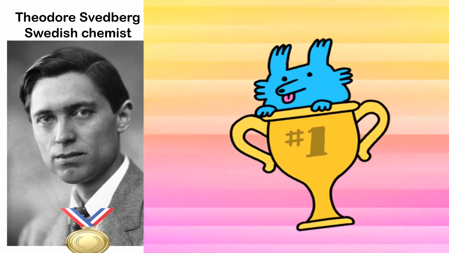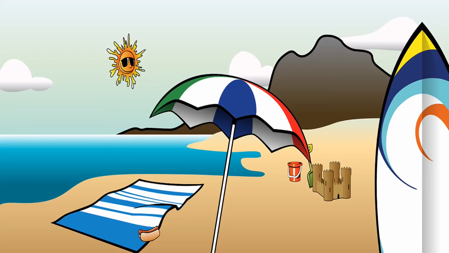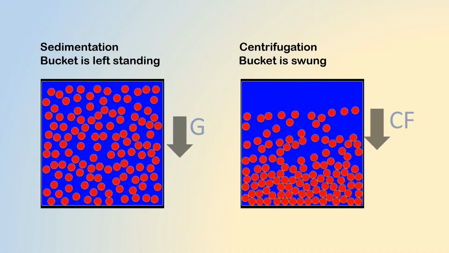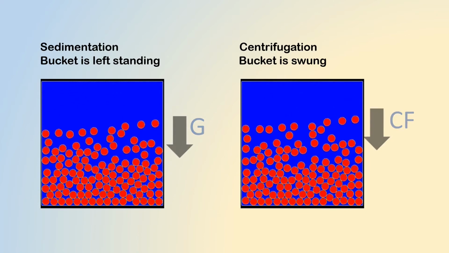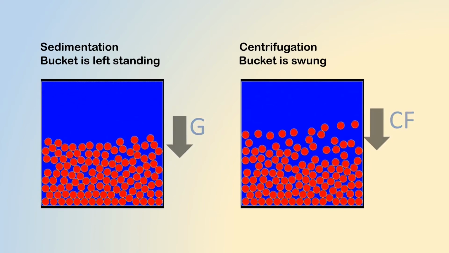So let's just take a break from all the science and relax at the beach. I think you guys can relate to something that would have come to your aid in fun times like these. That is the bucket. This bucket is a really good tool for understanding centrifugation. For instance, if you have a bucket full of sand and water, now two things can happen here. You can either allow the sand to settle on its own in the water, or you can whirl the bucket around or swing it around yourself.